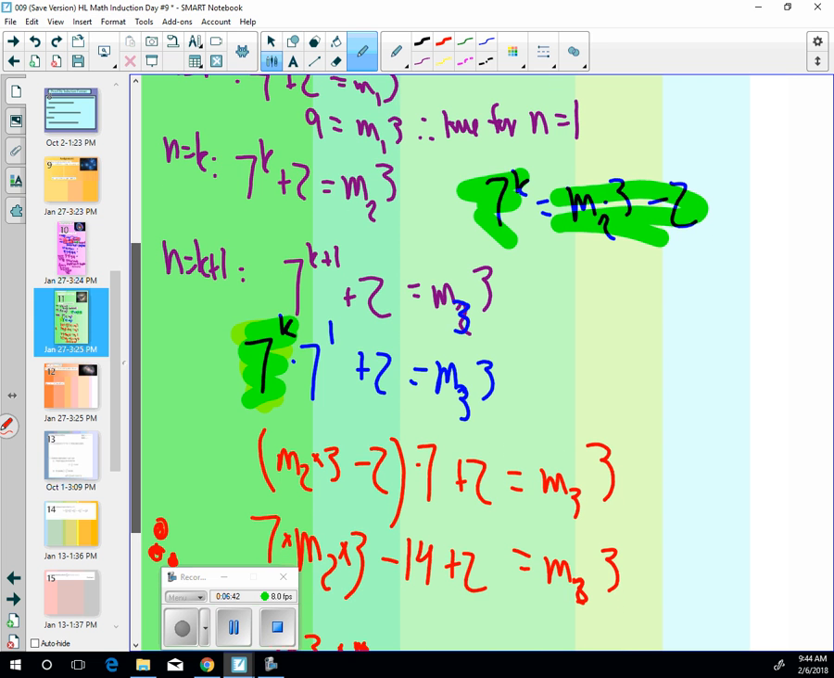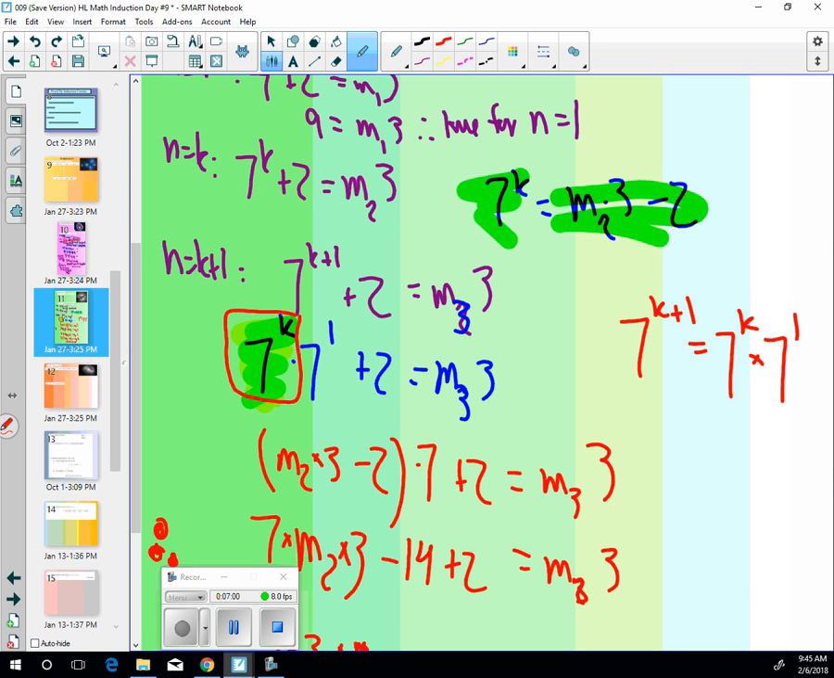And then what I did is 7 to the k plus 1. 7 to the k plus 1 is 7 to the k times 7 to the 1, because you add those exponents. This is a reverse exponent expansion. And then, of course, this 7 to the k has been solved here so that we can make this substitution, m2 times 3 minus 2 times the 7, that's where the 7 came from, plus 2 is equal to m3 times 3, because we're saying it's a multiple of 3.